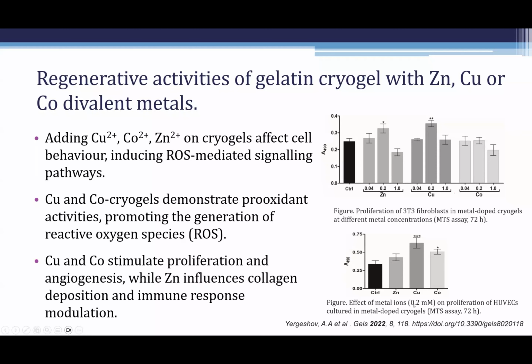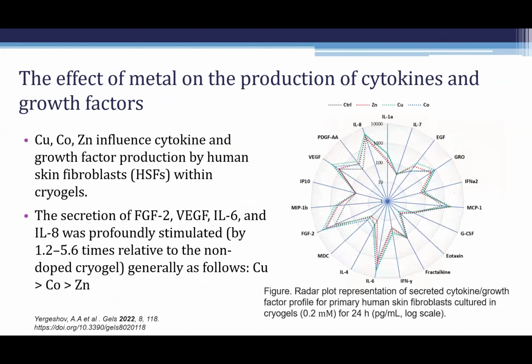What you see in the image below is the effect of metal ions on proliferation of cells cultured on the cryogels. You see that copper and cobalt stimulate proliferation and angiogenesis, and zinc influences collagen deposition and immune response modulation of the wound.